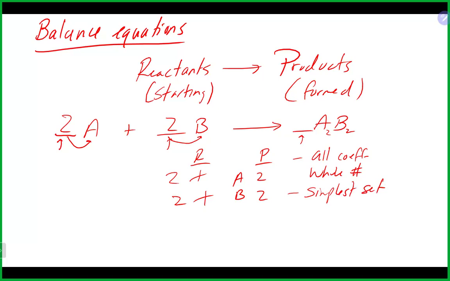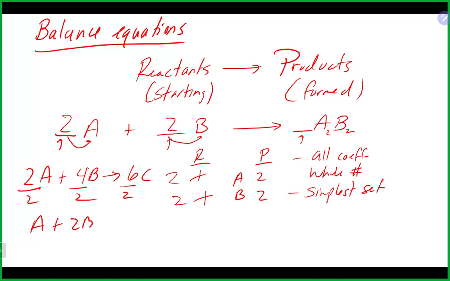So again, a reminder that if we did have a balanced equation like we talked about last time, where maybe these are the coefficients you ended up with, you can go through each of these coefficients and divide by 2 and reduce it down to A plus 2B goes to 3C. And this would be the properly balanced equation.